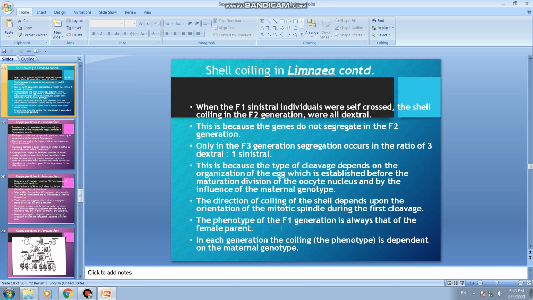The phenotype of the F1 generation is always that of the female parent. You will have to make this very clear. The phenotype of the F1 generation is always that of the female parent. In each generation, the coiling or the phenotype is dependent on the maternal genotype.